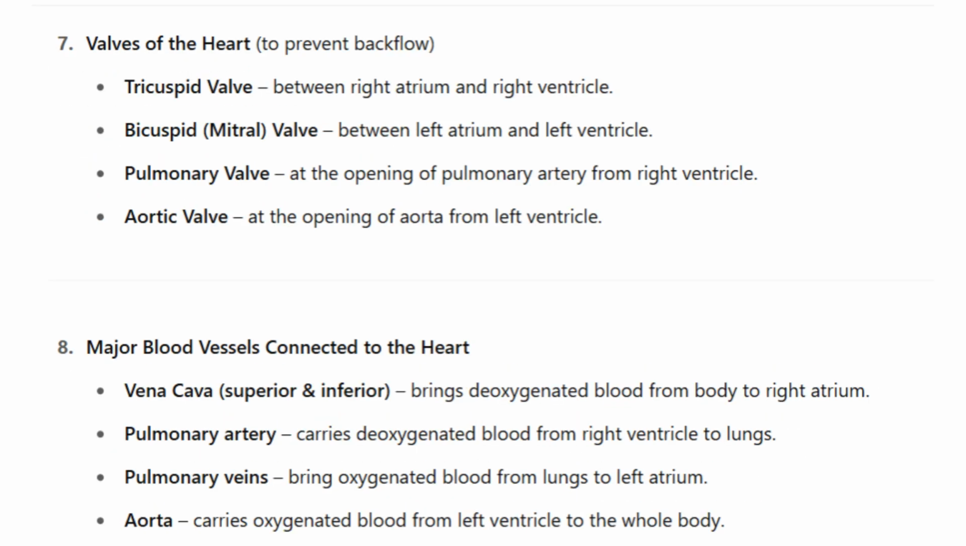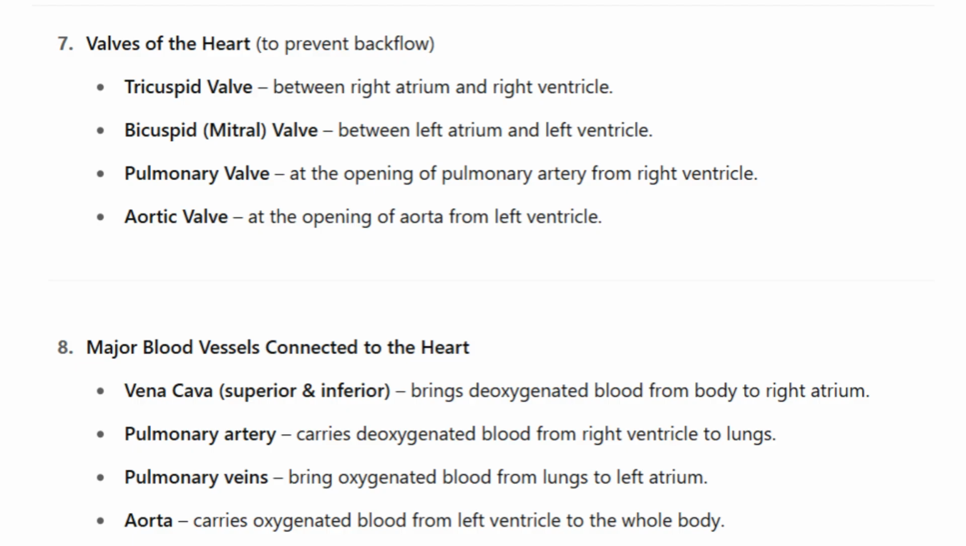Valves of the heart to prevent backflow. Tricuspid valve: between right atrium and right ventricle. Bicuspid, or mitral, valve: between left atrium and left ventricle. Pulmonary valve: at the opening of the pulmonary artery from the right ventricle. Aortic valve: at the opening of the aorta from the left ventricle.